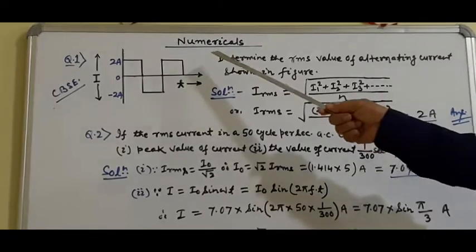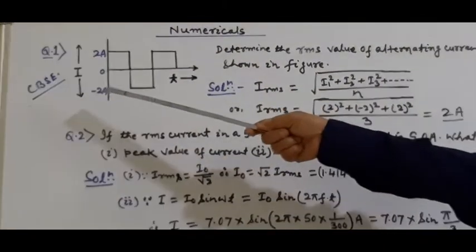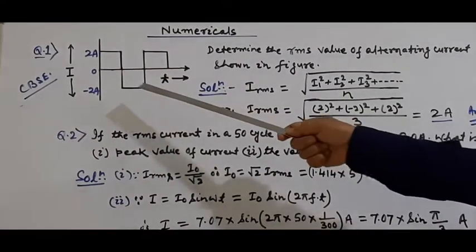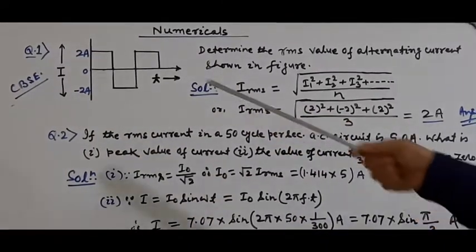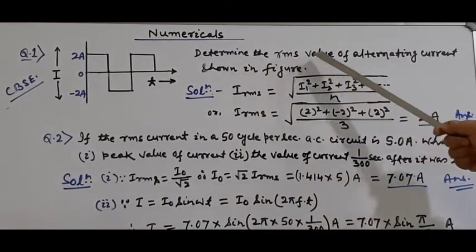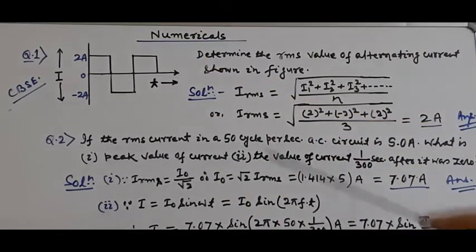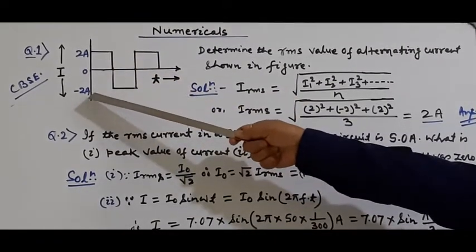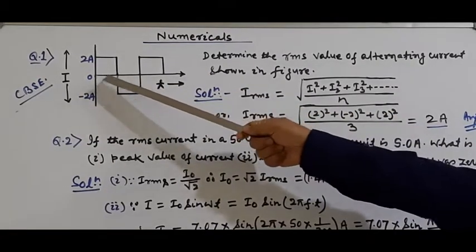Now let us see some sample numericals. This one question I have taken from the CBSE. Long back this question was asked in the board exam. See this figure, it is the current versus time graph. The question says, determine the RMS value of alternating current shown in this figure. In this figure, the maximum current on the positive axis is 2 ampere, and on the negative axis the maximum current is 2 ampere, but the time is divided into 3 equal intervals: 1, 2 and 3.